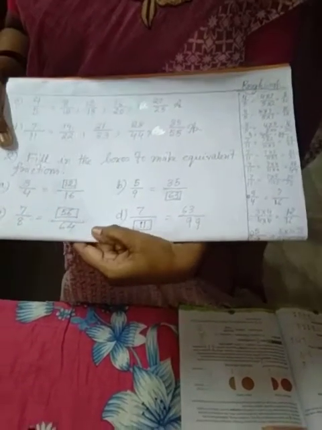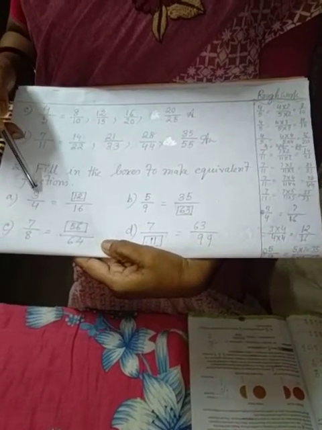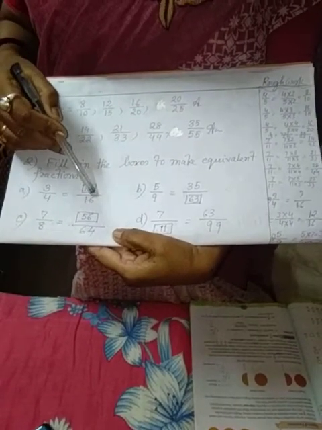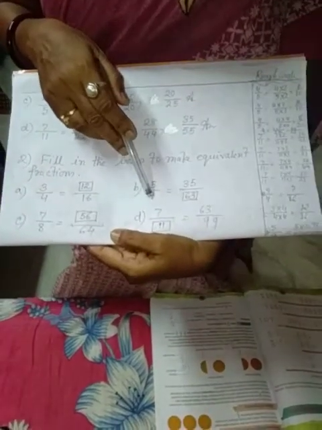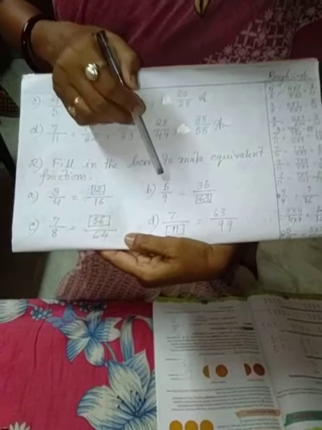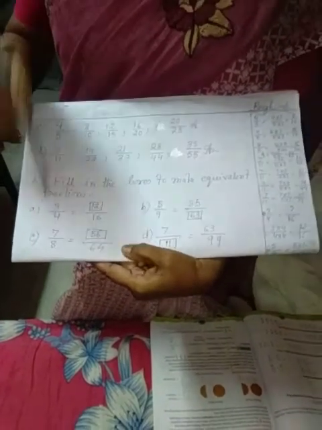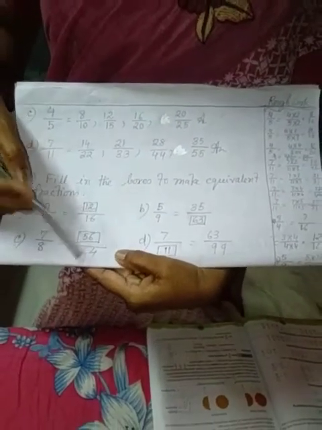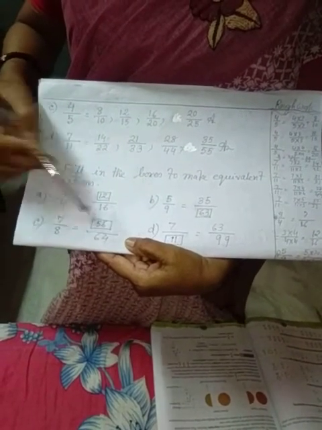Okay. Question 2: fill in the boxes to make equivalent fractions. That is A, 3 by 4. 3 by 4, 3 into blank, 4 into 4, 16. So 3 into 4, 12. Okay. B, 5 by 9. So 35 blank. 5 into 7, 35. So 9 into 7, 63. Okay. 7 by 8, 64 is given, but the numerator is blank. So 8 into 8, 64. So 7 into 8, 56.